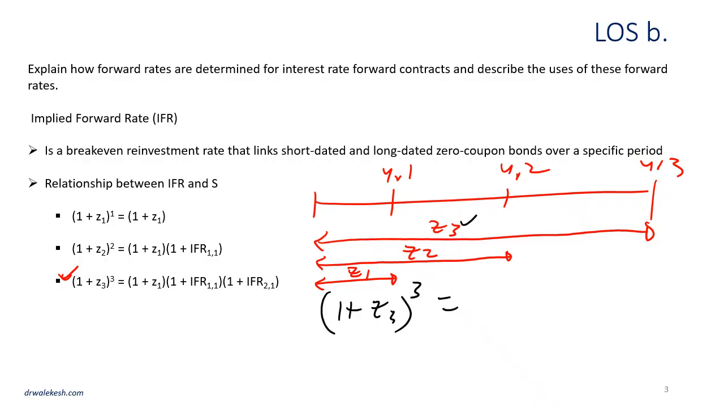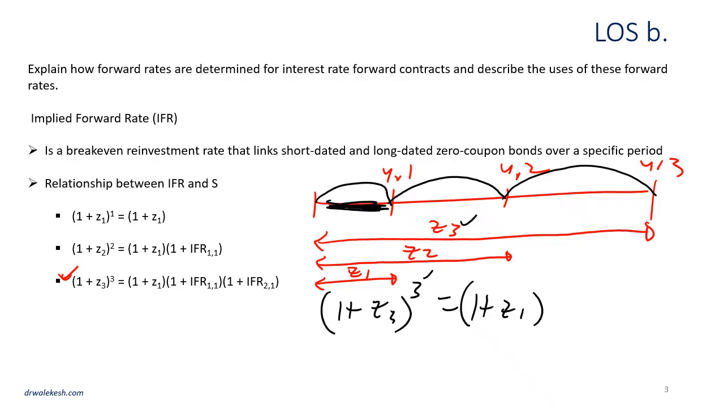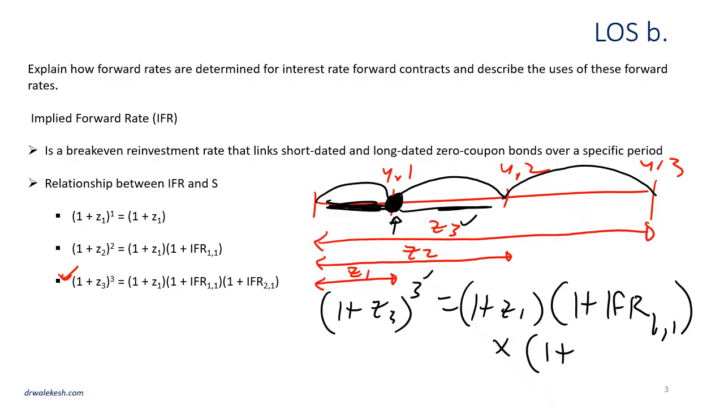This is Z3. That means I would roll over 3 times because it is annualized rates. It should be equal to 1 plus Z1. That's just for this, times 1 plus the implied forward rate in 1 year's time from now, because it doesn't start immediately. The borrowing or the lending starts here, and it is just for 1 year. Then times 1 plus the implied forward rate in 2 years' time from now, and it is for just 1 year. And that's exactly what we have here.